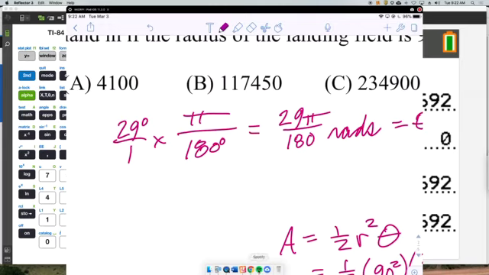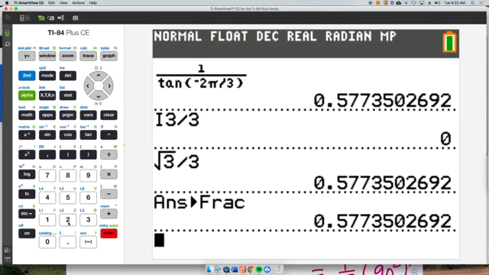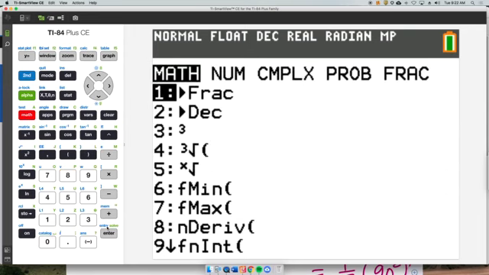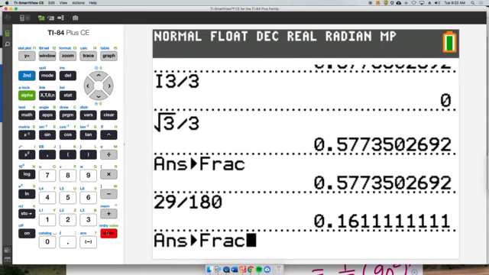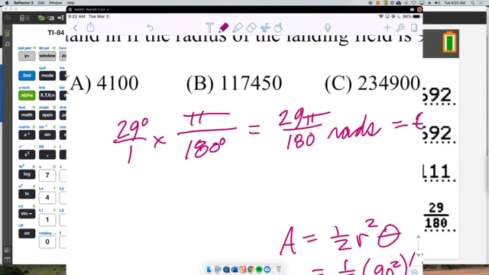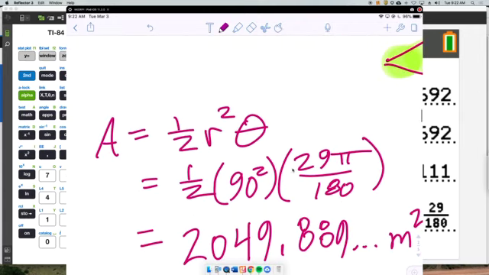So if you do 29 divided by 180, look what happens. You're going to get a decimal. And then you hit math, enter, enter. And it's the same, 29/180. It doesn't simplify. 29 is a prime number. So guess what the angle is? It's 29 pi/180. So now you go to your area of a sector of a circle.